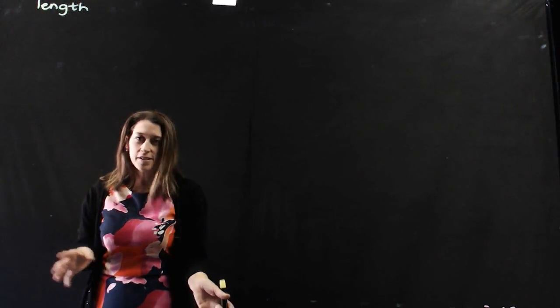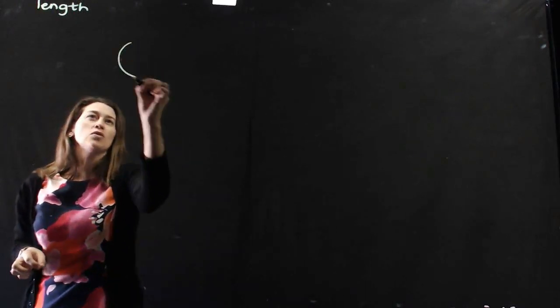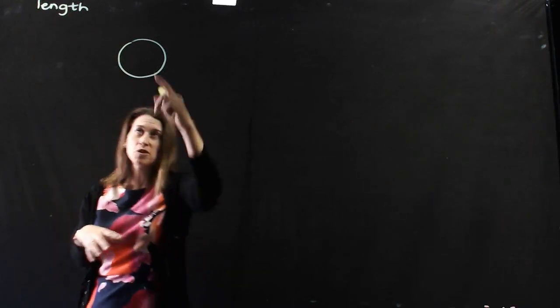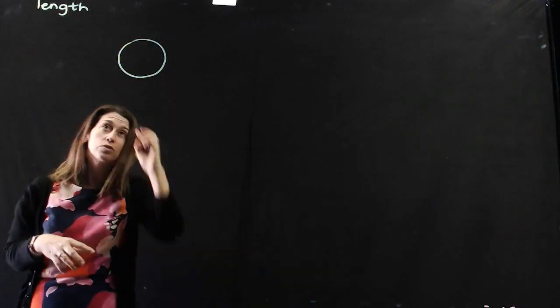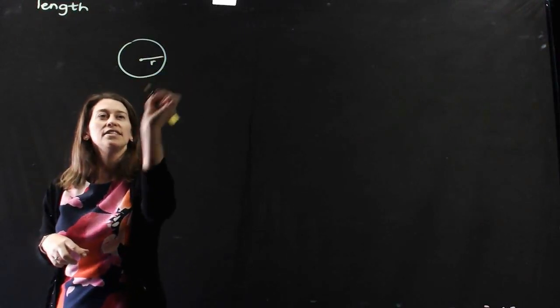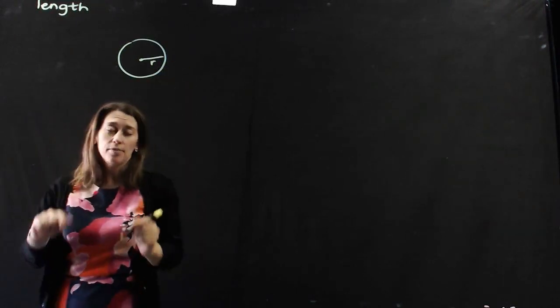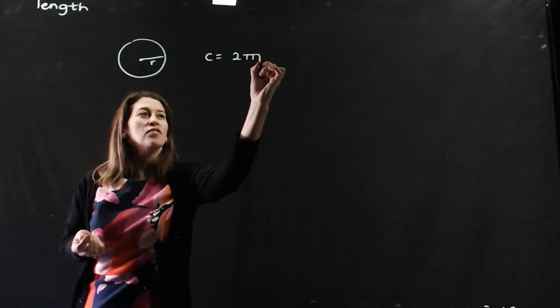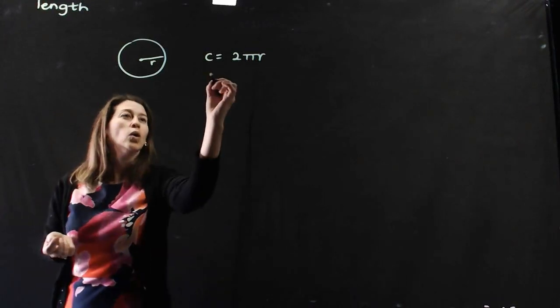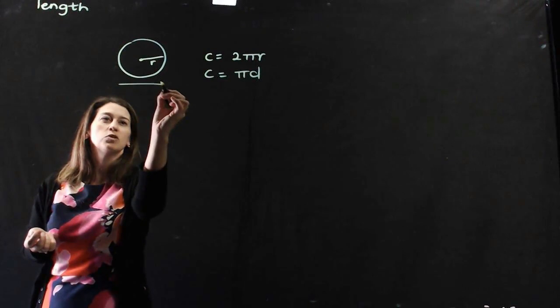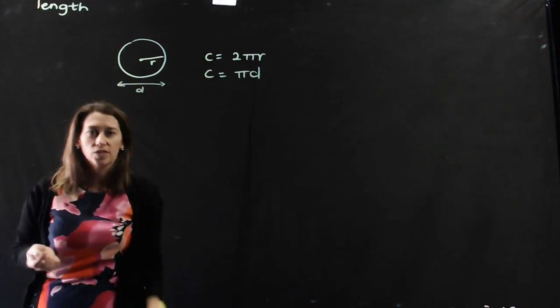Now let's talk about circles. You should know already that the perimeter of a circle is called the circumference. So the circumference is the distance all the way around the outside. Usually we use either the radius or the diameter to work out the circumference. So that gives us two formulas. We either use 2 pi r or we use pi times the diameter. Obviously the diameter is the full length across from one side of the circle to the other through the middle.